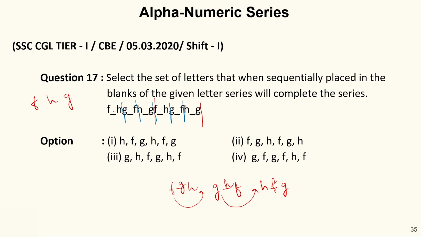So my answer will get G over here, H over here, then I'll put F over here, and then we'll repeat because the series is being repeated. So my answer will look something like this: G, H, F, G, H, F. Which option looks like this? This one. So our answer will be option number 3, GHF, GHF.